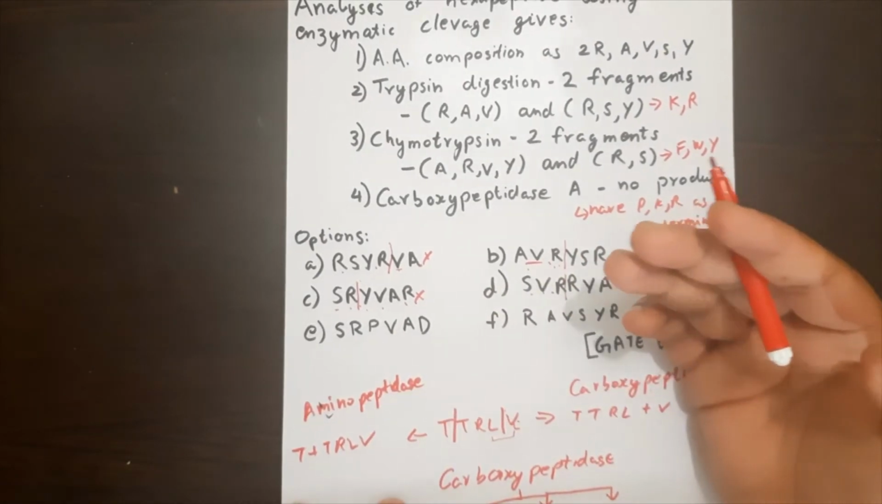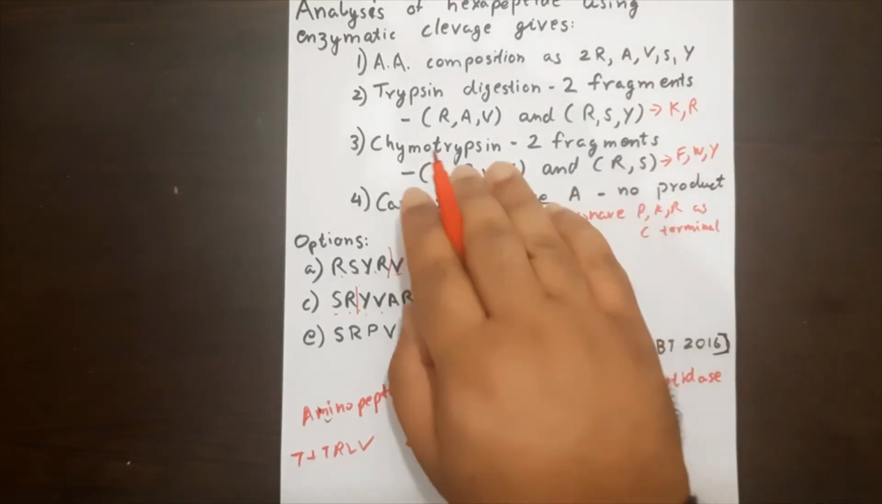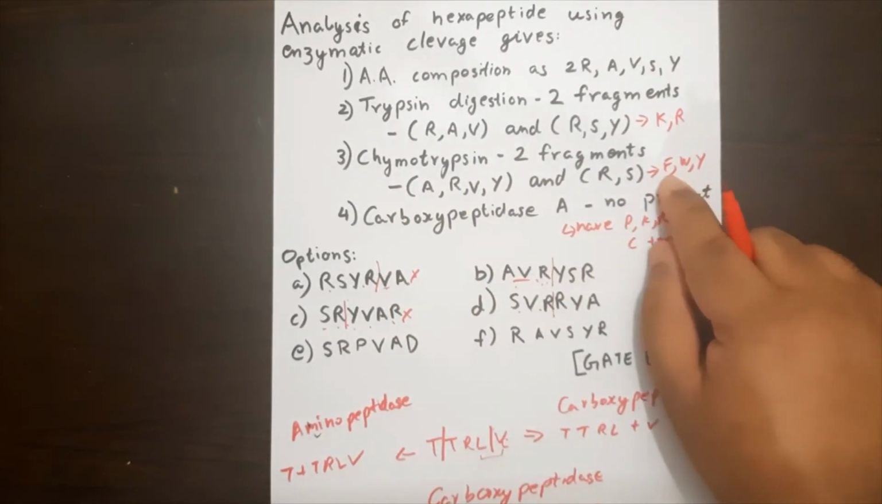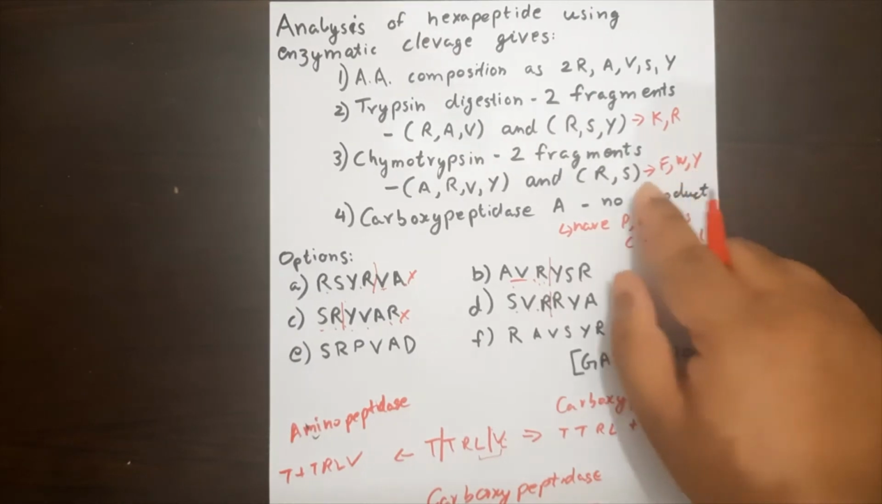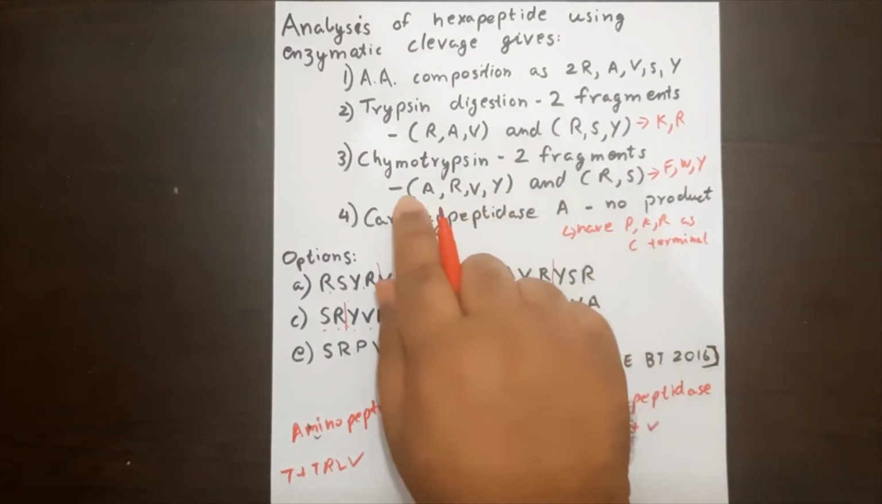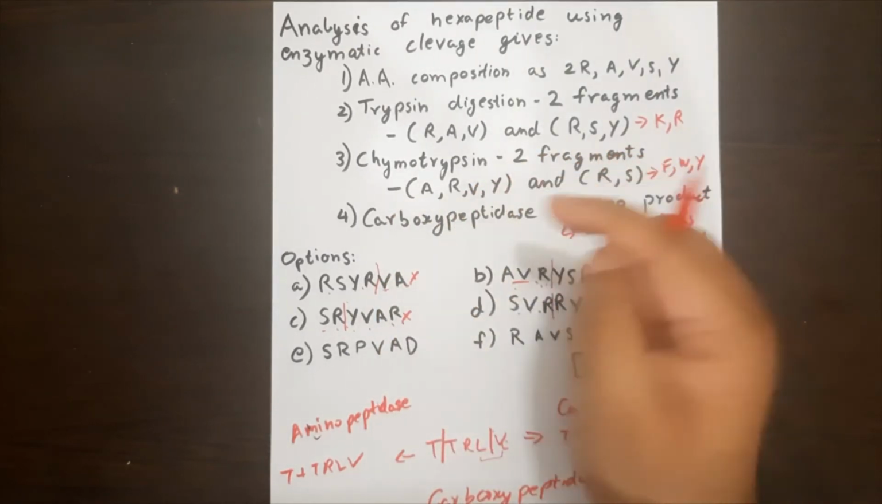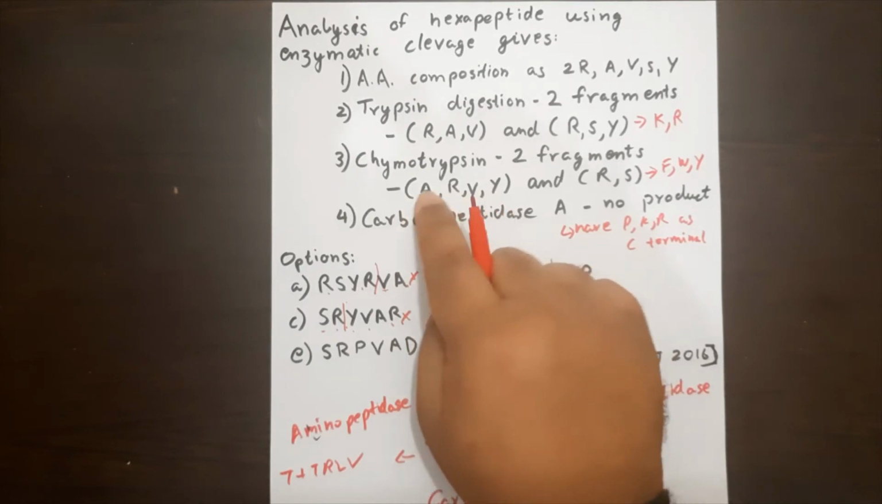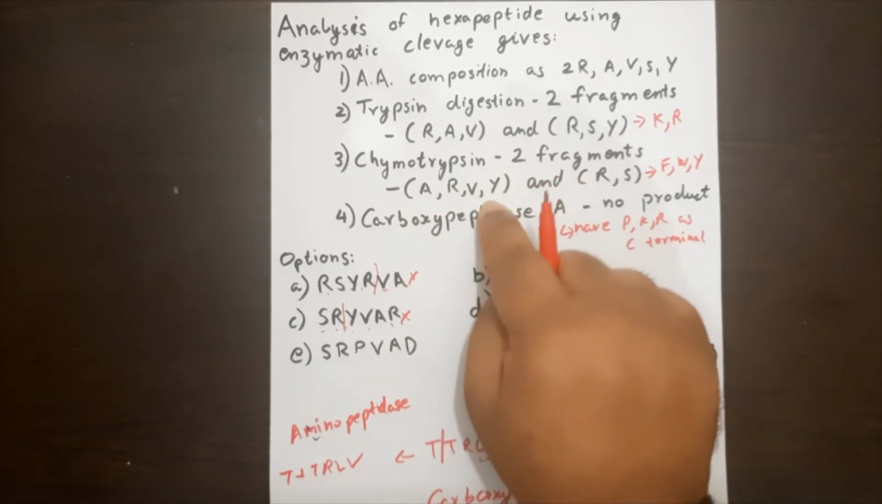But for the sake of answering, I will continue with the other ones. So next is chymotrypsin cleavage giving two fragments. Remember, chymotrypsin will only cleave at F, W and Y, that is phenylalanine, tryptophan, tyrosine. If you look here, tyrosine is again there. So this fragment is actually given in the proper orientation. It doesn't matter, it can be VAR, RVA, AVY, anything, but Y should be the last amino acid.